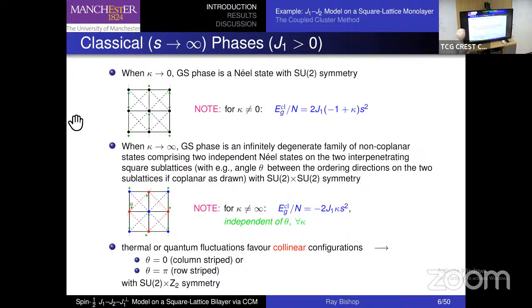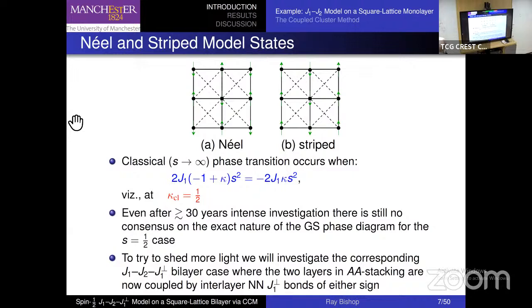When theta is equal to 0, you see that the spins line up in columns, and when theta is equal to pi, they line up in rows. These are called striped states. It's also an antiferromagnet because there are as many up spins as down spins, but it's a different sort to the Néel. So these are called striped states, either row or column.